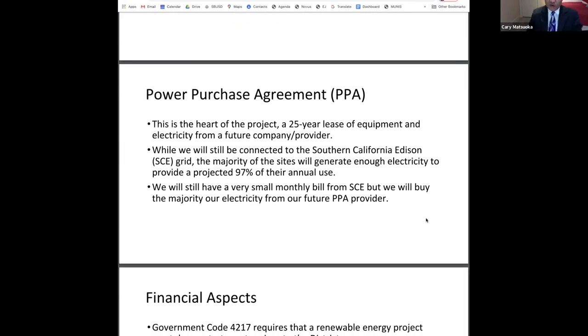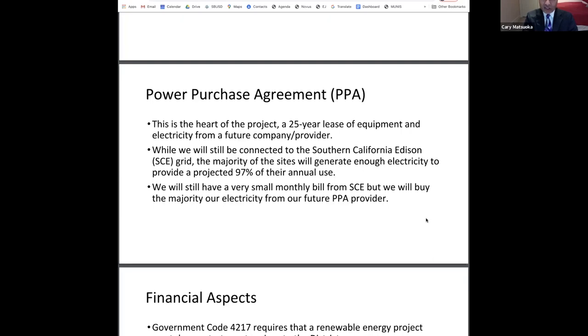So the board, you've heard this several times, but just in case for the public, once again, it's explaining the narrative. So what is a power purchase agreement? It's very much like a lease. And you are leasing solar generation capacity that's built out and owned by a company. And we are leasing that equipment and electricity stream for 25 years. You can liken it to we're going to buy our electricity from this future company instead of Southern California Edison.